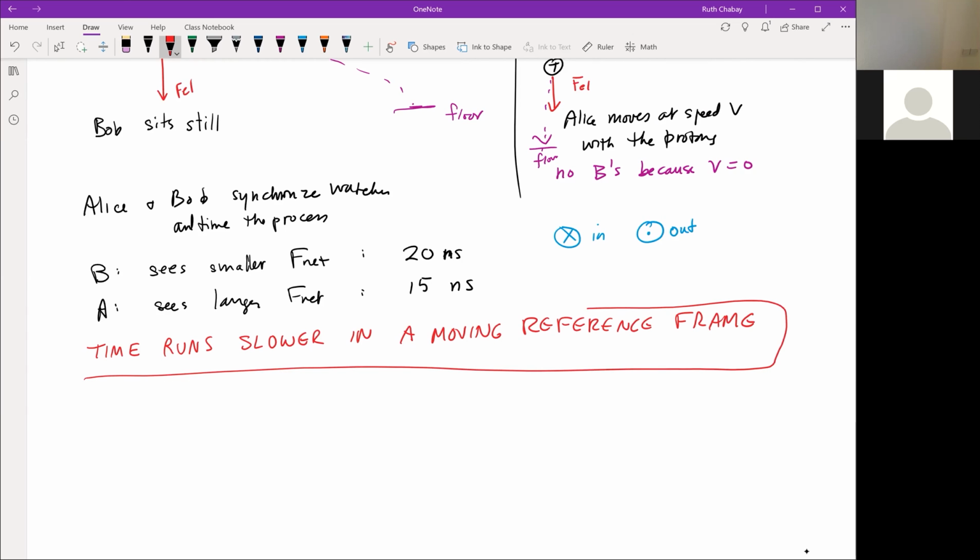And so both Alice and Bob were correct. Bob observed 20 nanoseconds in his reference frame. Alice, who's running along with the protons, observes it taking only 15 nanoseconds. And so in Alice's reference frame, time is moving slower, and her watch is actually running more slowly. And in fact, by the end of this time, Alice has aged only 15 nanoseconds, where Bob has aged 20 nanoseconds. So Bob has gotten slightly older than Alice.